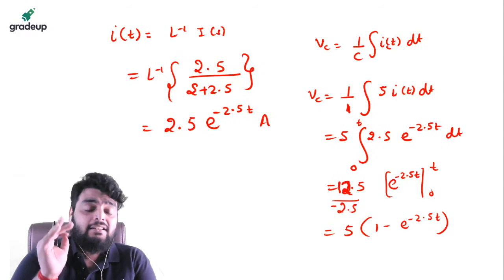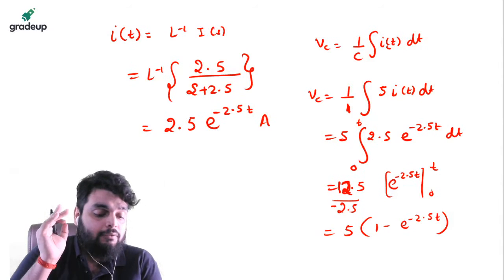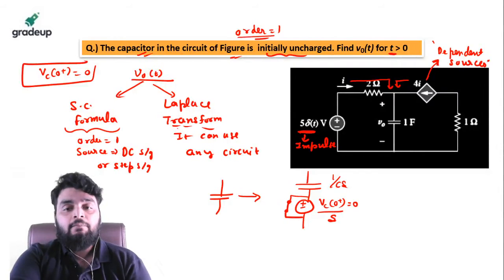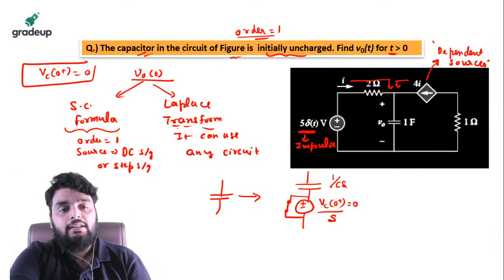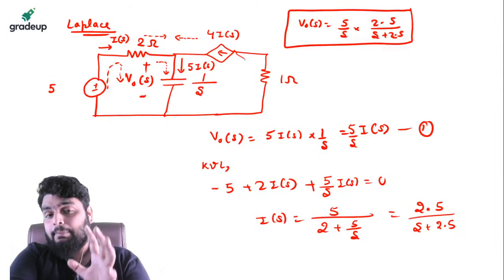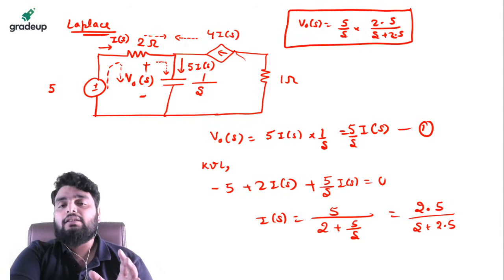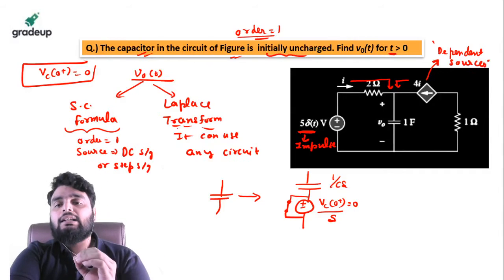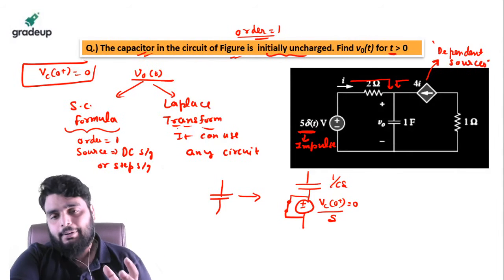Okay, and this question is very simple because whenever they give you a Laplace question, the circuit will be easier. You can see the circuit is so much easier. If they give you a step signal or DC signal, then the circuit becomes somewhat tricky or complex.